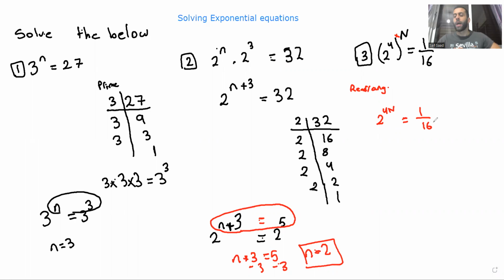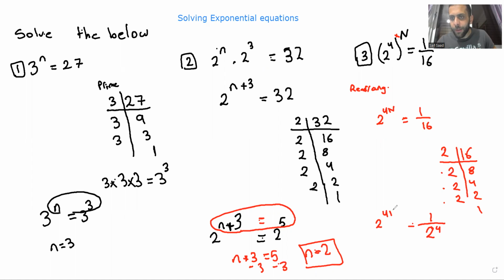Step by step. Now, this 1 over 16 is important. Now, I should take the 16 and find its factors. Logically speaking, the factors of 16, I should always think of the 2, as you can see here. I should use the 2. I should think of using the 2 in solving my equation. So 16 divided by 2 is 8, divided by 2 is 4, divided by 2 is 2, divided by 2 is 1. So the 16 is 2 times 2 times 2 times 2, which equals 2 to the power of 4. So 1 over 2 to the power of 4 is equal to 2 to the power of 4n.